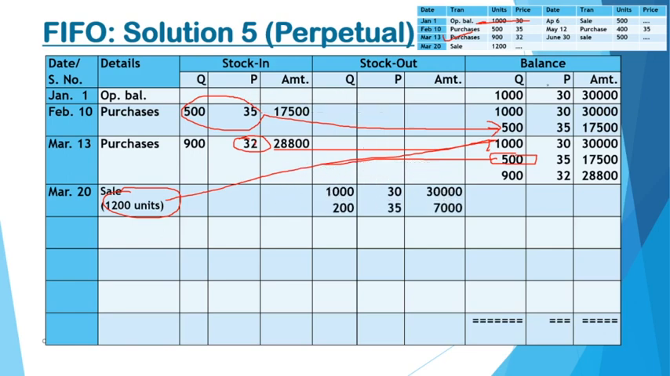So how much will be the balance? When we look at the lots here, we find that the first lot is completely finished. Out of the second lot, 200 units are sold. So 300 units of this lot and 900 units of the next lot are left. This is how the balancing will be done. At this time, if somebody asks you what your closing inventory is, it is 300 units of 35 and 900 units of 32. So you can highlight this if somebody wants to ask about the closing inventories, right?